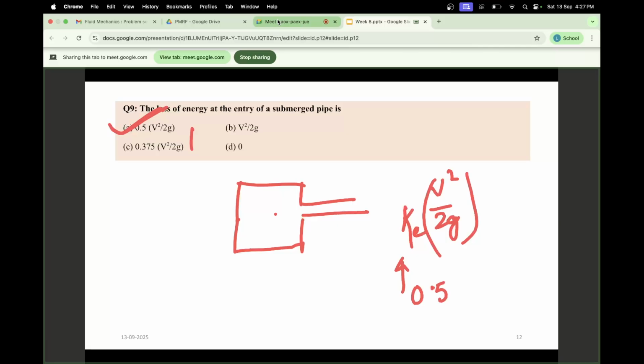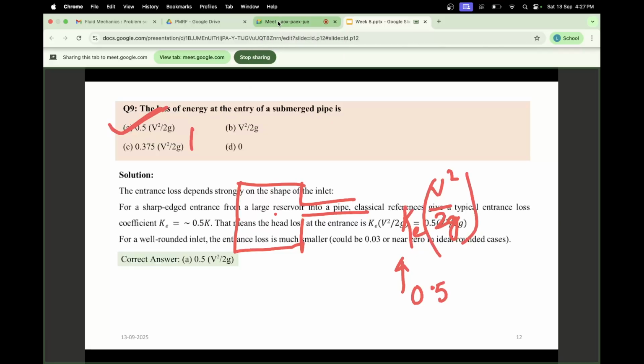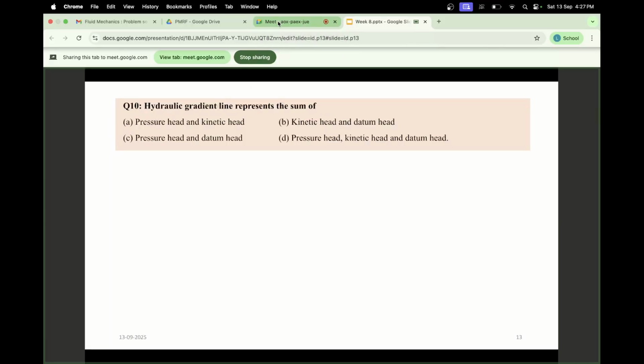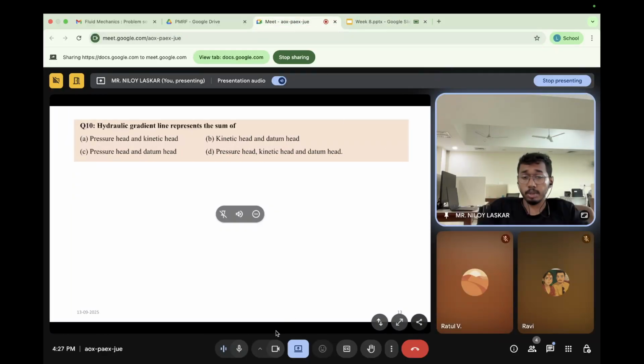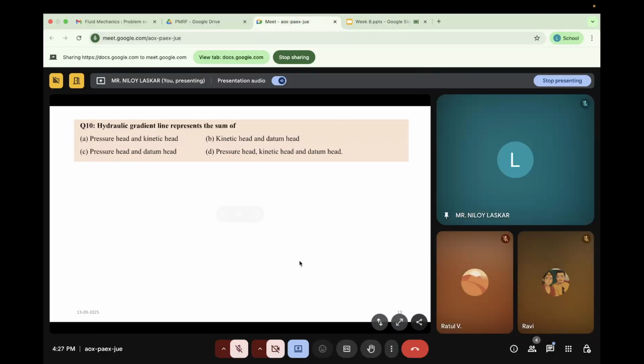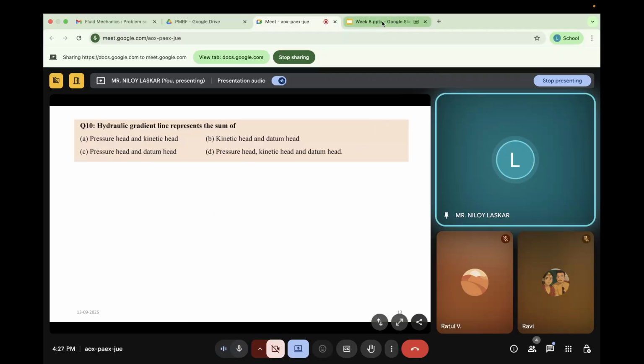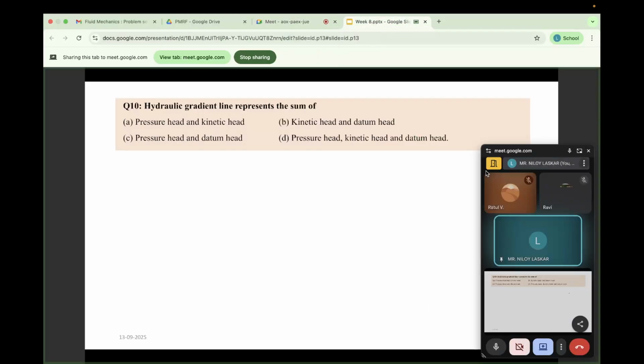So now I am moving to the next one. What does the hydraulic gradient represent? I have already discussed this point in the last class. So please try to answer this one. I am giving you 2 minutes.